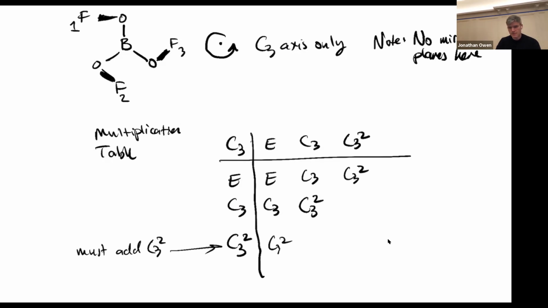C3 twice times C3. That's just like doing 3 C3s in a row. That gives you back the identity operation. Same if you do it in the other order. What if you do C3 twice, twice? We're going to send fluorine 1 here, and then we're going to send it all the way over here. We do C3 twice twice. That's equivalent to just doing a C3.